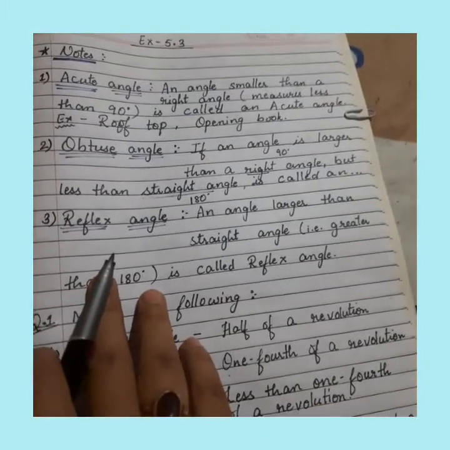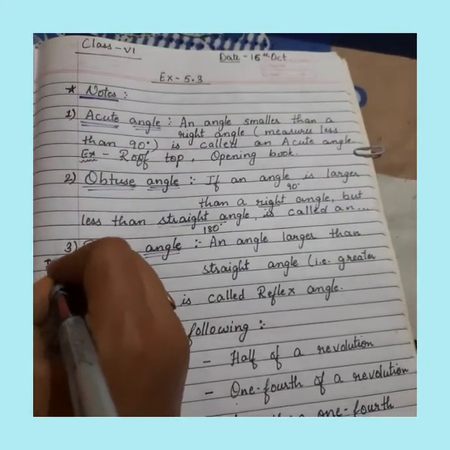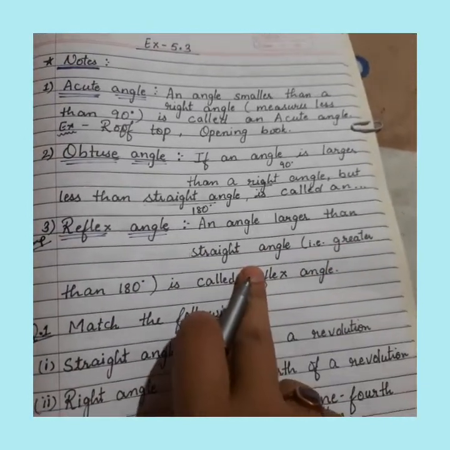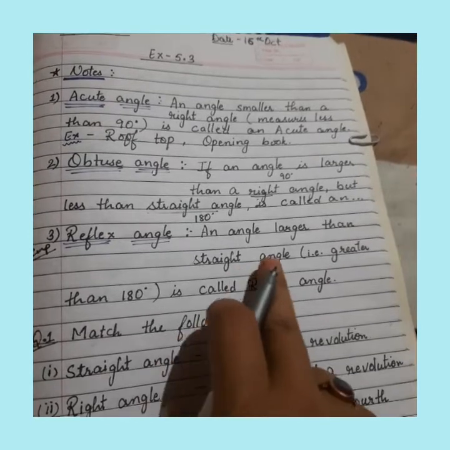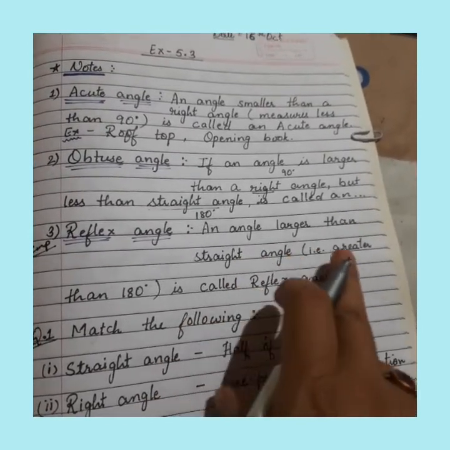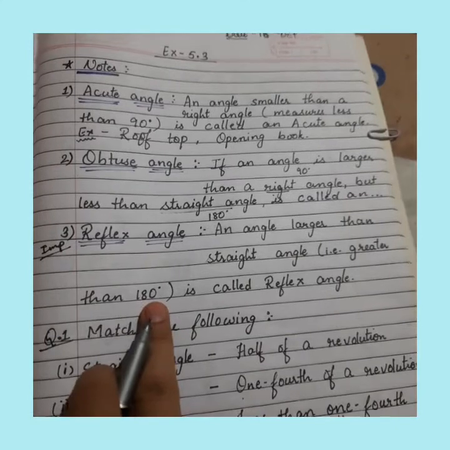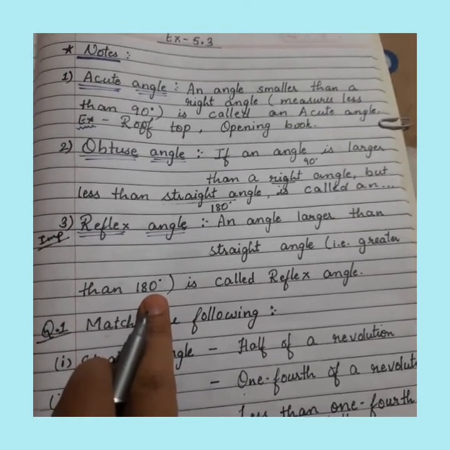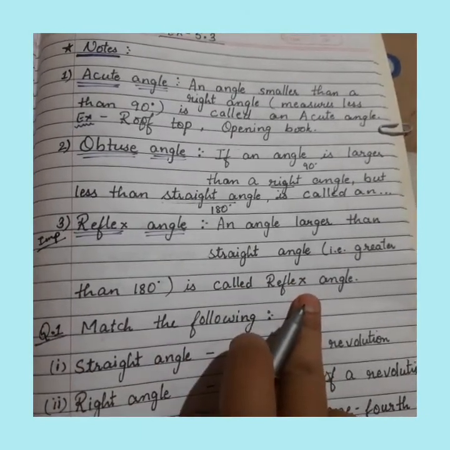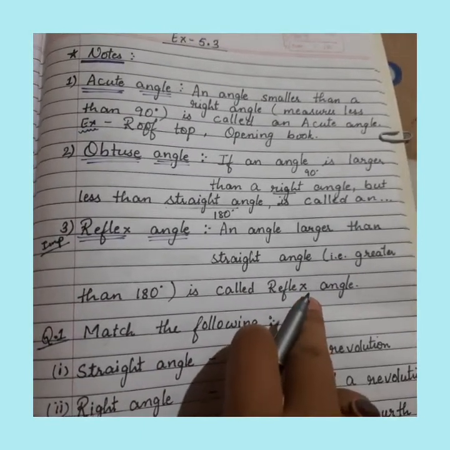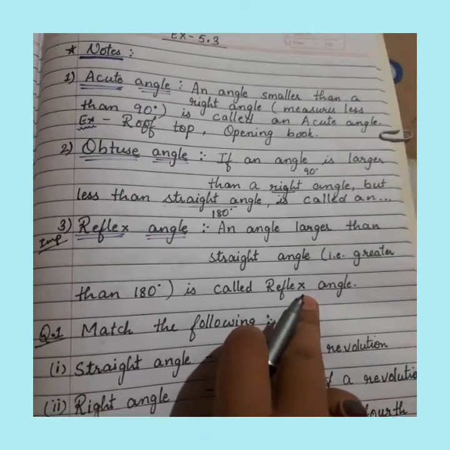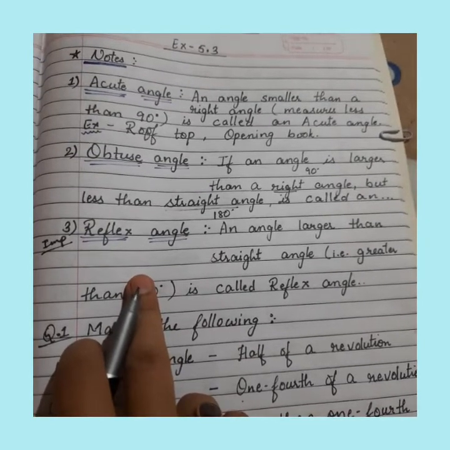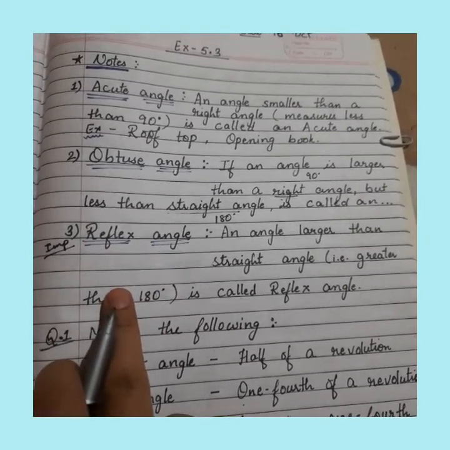Then reflex angle, this is the new and important one for you. An angle larger than a straight angle. Straight angle we know is 180. So larger than a straight angle means greater than 180 degrees. Any angle having a measurement more than 180 degrees is called a reflex angle, like 190, 200, 270. Such angles are known as reflex angles. I hope you are all clear about these types of angles.